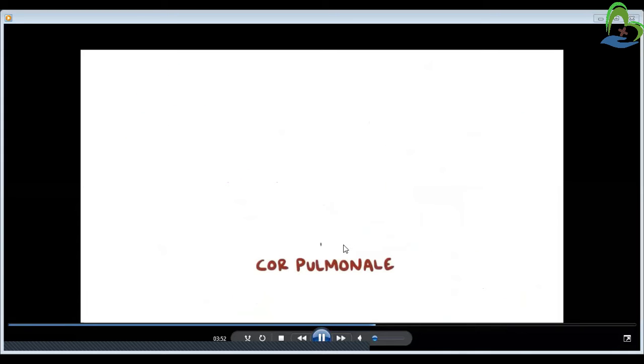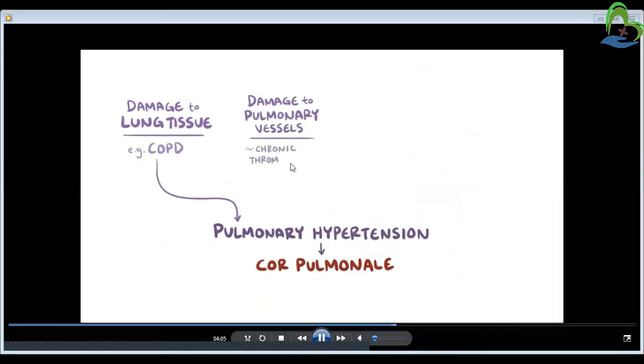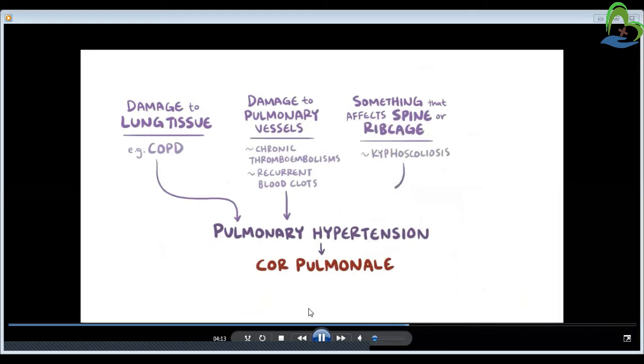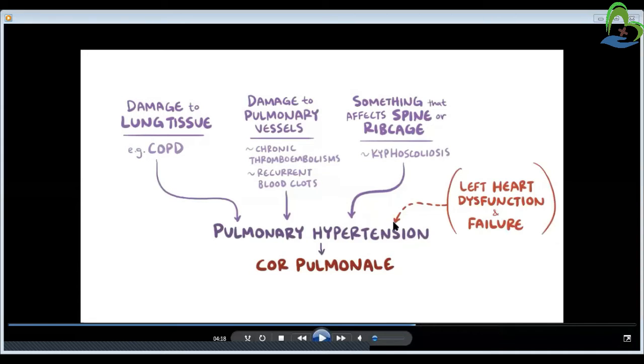Well, we are aware that cor pulmonale is a result of pulmonary hypertension, which is because of three disorders, as follows. First, damage to the lung tissues, for example in COPD. Then damage to the pulmonary vessels, due to chronic thromboembolism or recurrent blood clots. And lastly, conditions affecting the spine or rib cage, such as kyphoscoliosis, which can also damage the diaphragmatic area. Hence the lungs will not be able to expand properly.